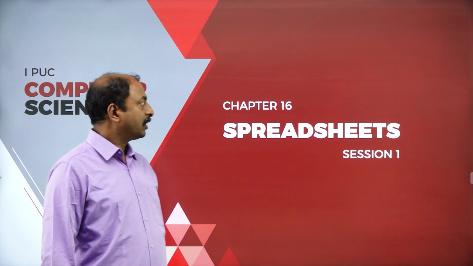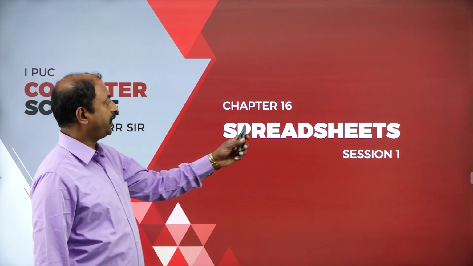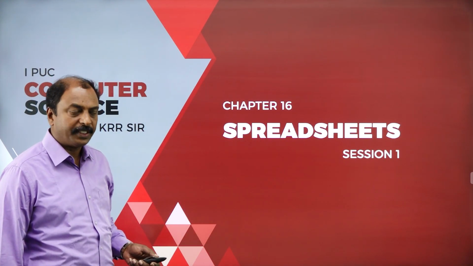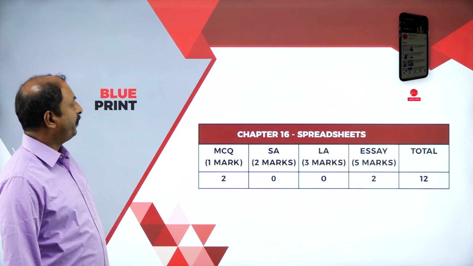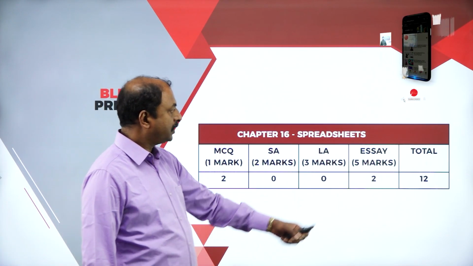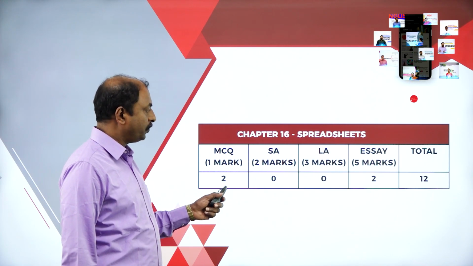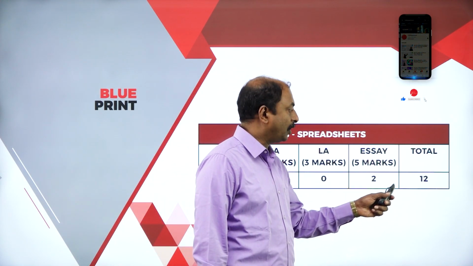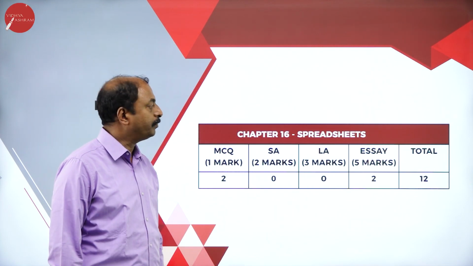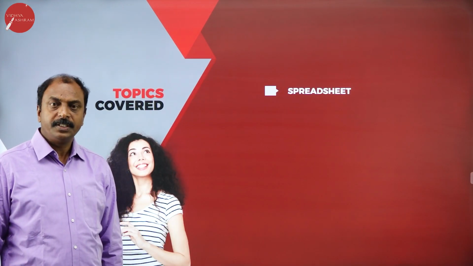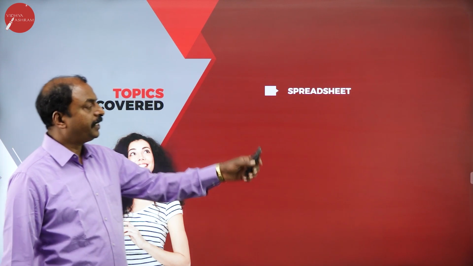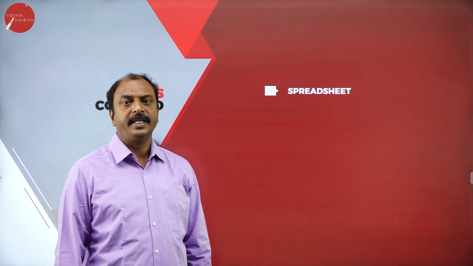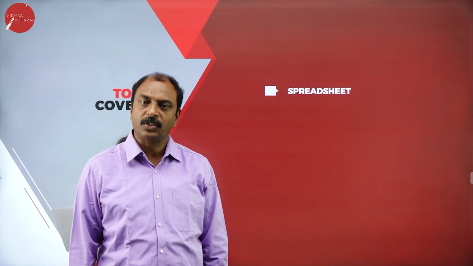Students, let us start our discussion with chapter 16, that is spreadsheet. Now, the weightage of the chapter is 12 marks, and here 2 MCQs and 2 five-mark questions. So the total weightage of the chapter is 12 marks. It is an important chapter. In this session, we are going to talk about spreadsheets and applications and different features of spreadsheet software.